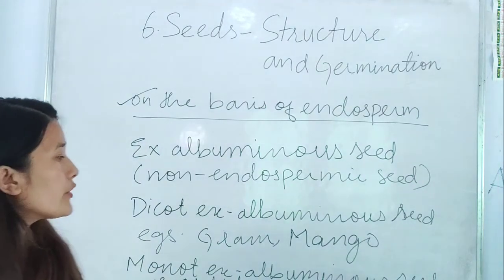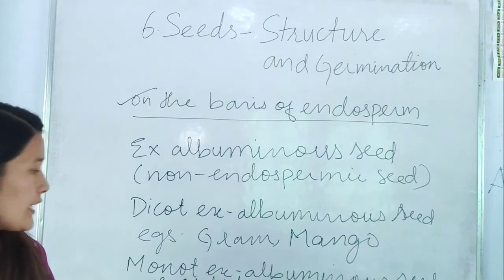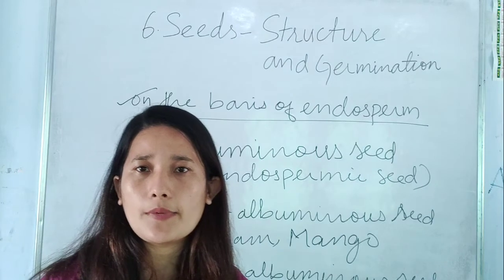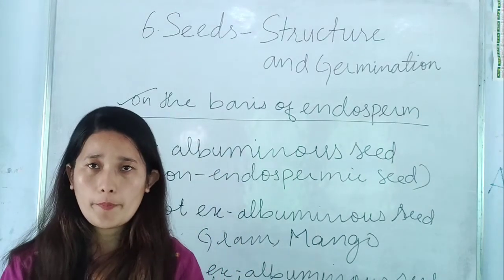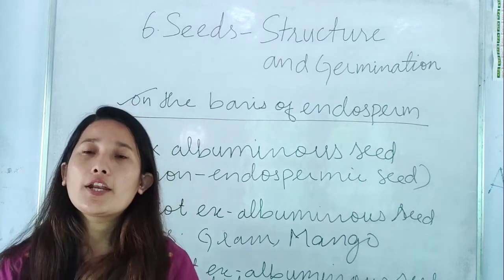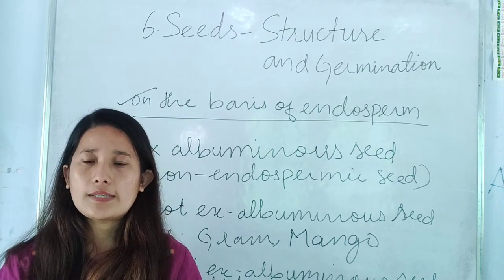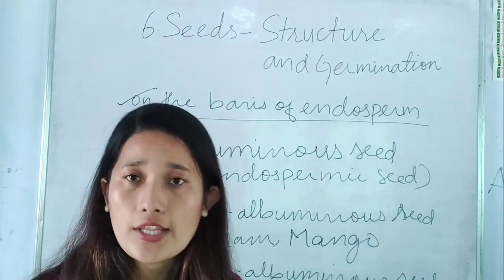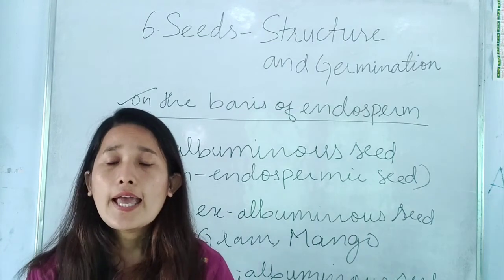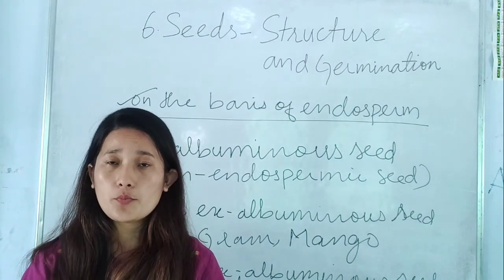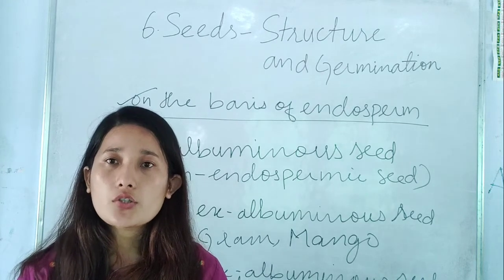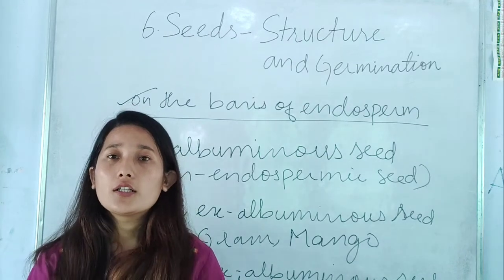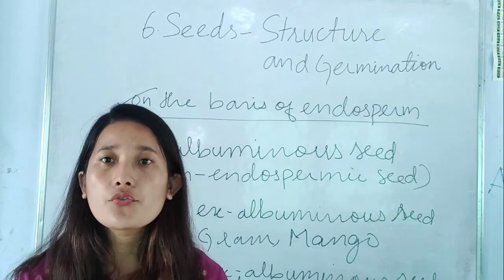Examples of monocot ex-albuminous seeds are orchid and blessinaria. The seeds present in orchid and blessinaria are also non-endospermic. So that was on the basis of endosperm being present. If the seed is covered majorly by the endosperm, then it is known as endospermic or albuminous seed, and if the cotyledon covers the major portion, it is known as ex-albuminous or non-endospermic seed. Those were the types on the basis of endosperm.